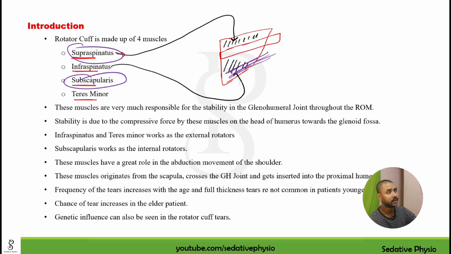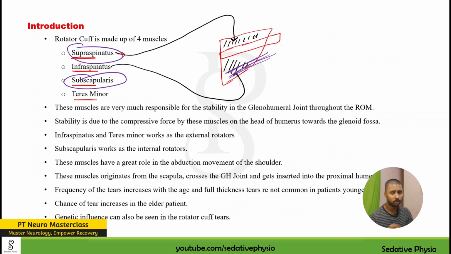We generally say that the deltoid is the prime mover for the abduction movement, but it is not true, because the arrangement of the deltoid, the direction of force of the deltoid, gives more superior translatory force. So if only the deltoid works, what will happen? It will just pull this arm superiorly, and it may damage the coracoacromial arch and the other structures present at this joint. So the deltoid individually cannot help in the abduction movement, right?